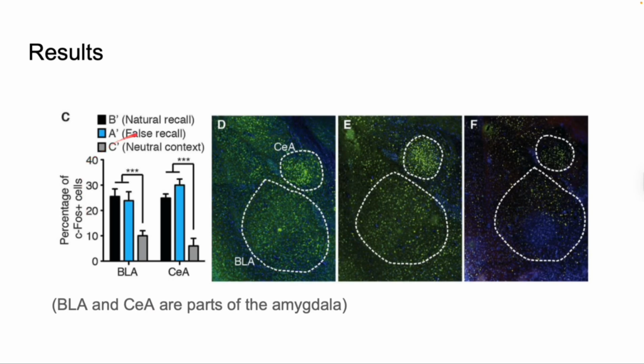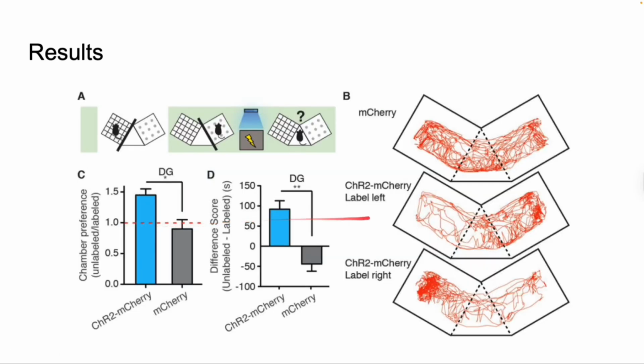Here we're showing that the false recall is going to activate these same areas of the brain with very similar strength as the natural recall, right? This is like your unconditioned stimulus, and that's significantly different from this neutral context where there's no fear memory. And then here we're going to show that they have preference for a chamber that doesn't have the fear memory over the chamber that does. And this is different from when they were unlabeled, right? There's no preference here. There's very, very little preference.